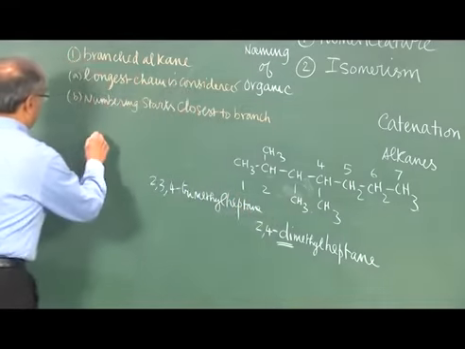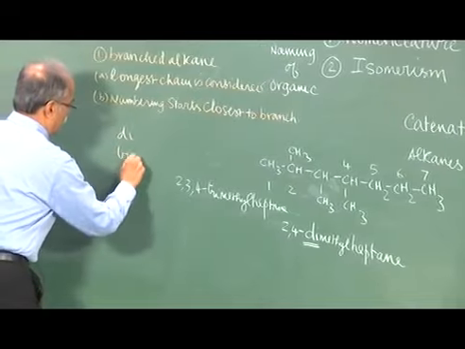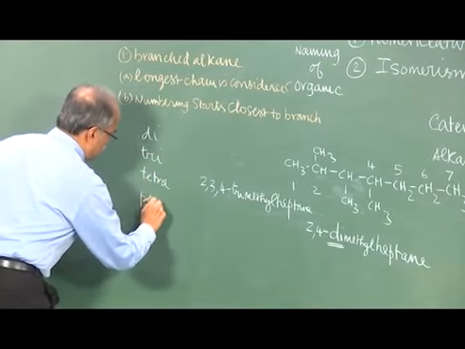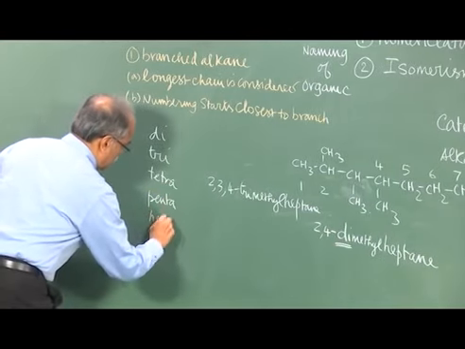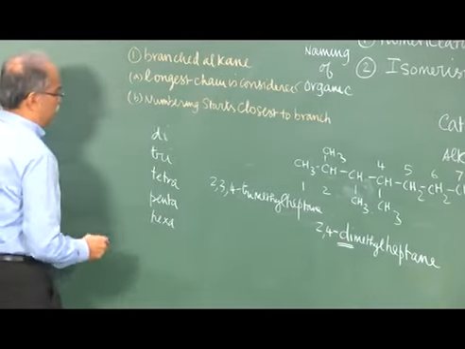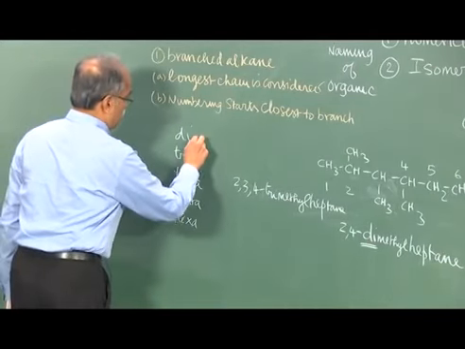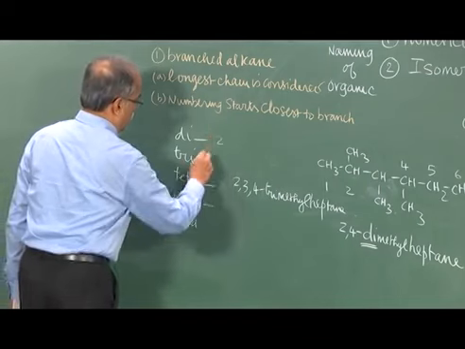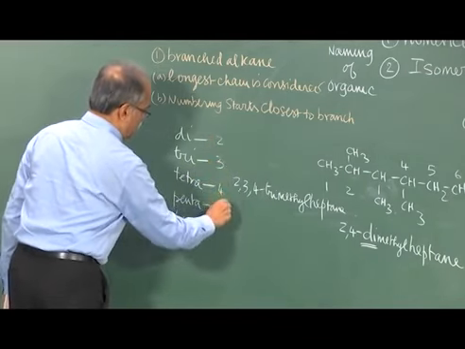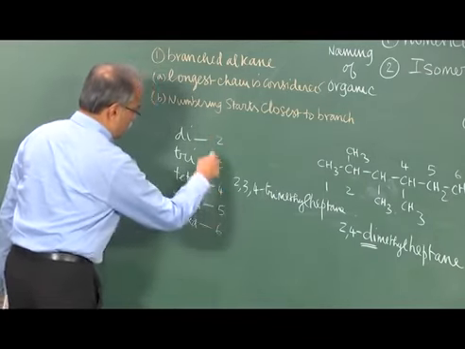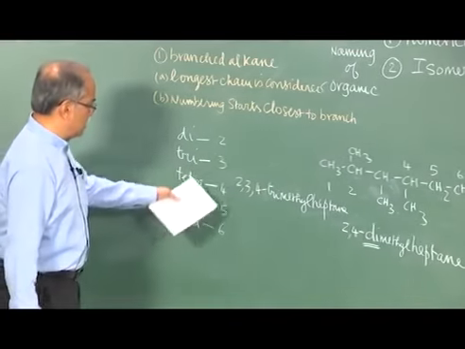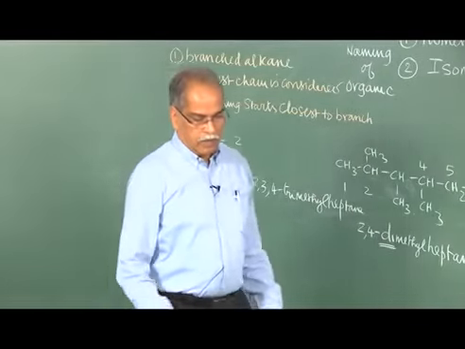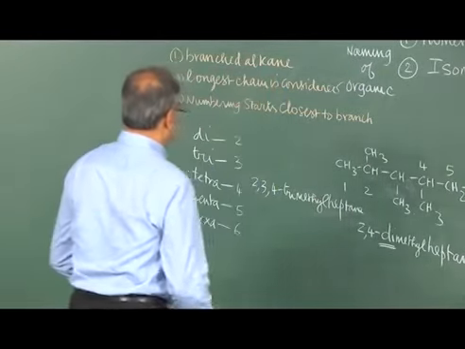So, di, tri, tetra, penta, hexa, and so on indicate the same substituent occurring more than one time. If it occurs twice, it will be di; if it occurs thrice, 4 times, 5 times, and so on, as many times as it occurs. That is the prefix that is given in the nomenclature in this particular case.